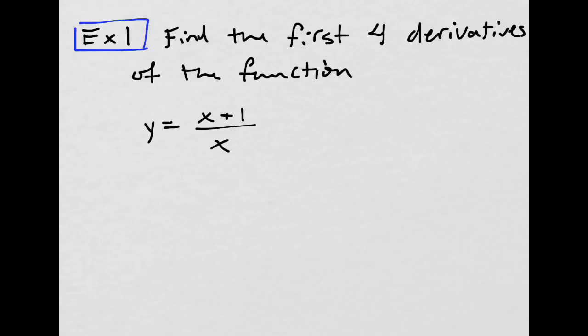So here, this is going to be nasty, but it says find the first four derivatives of the function. What does that mean? It means take the derivative once, and then do it again, and then one more time. That's 4 times. You gotta get the fourth derivative. Okay? Alright. Let's do that.